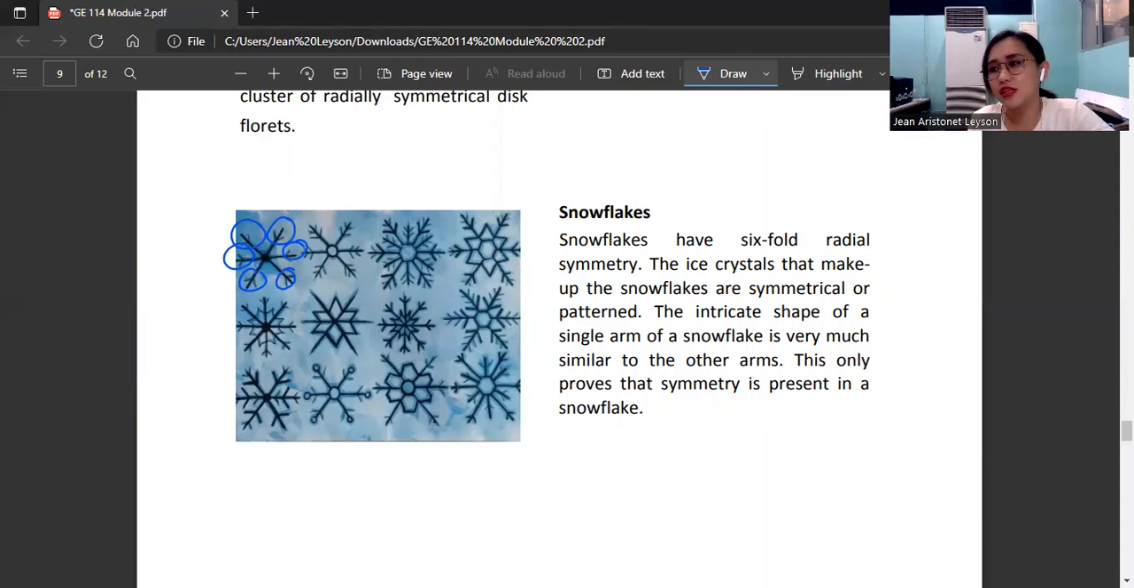And I think I've read or heard somewhere that snowflakes have a certain unique pattern, so there are no two snowflakes that are the same. But what's interesting is that it has a certain pattern. It's a radial pattern, and it is a six-fold radial symmetry.